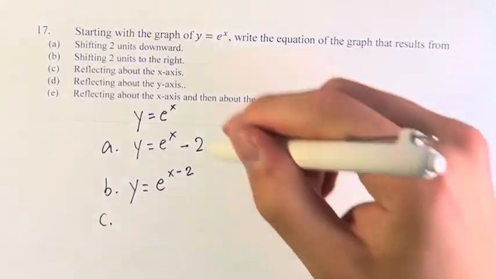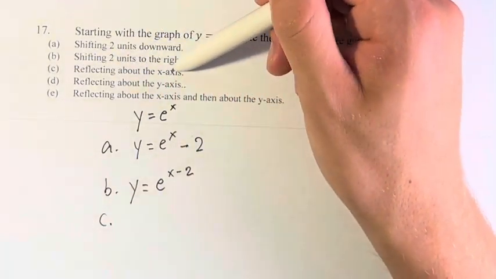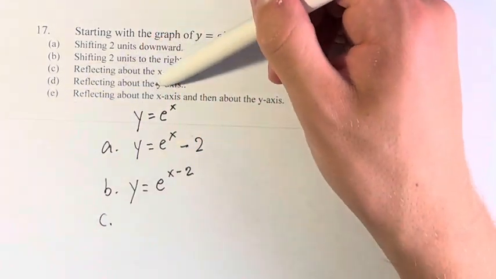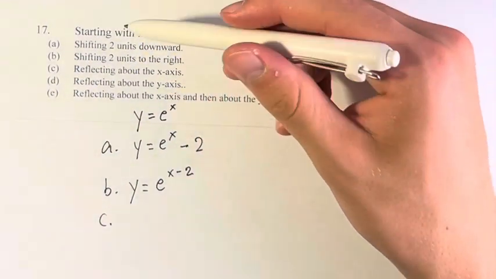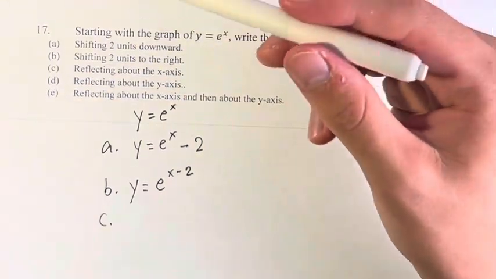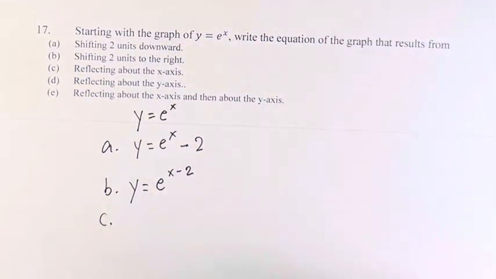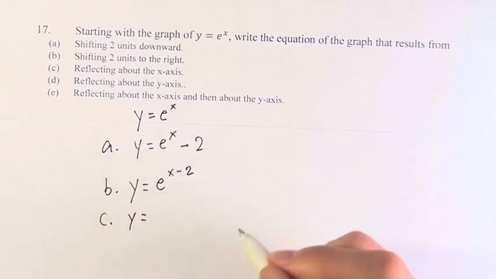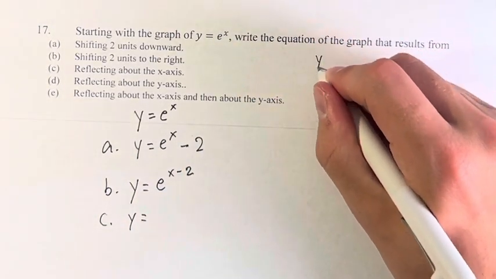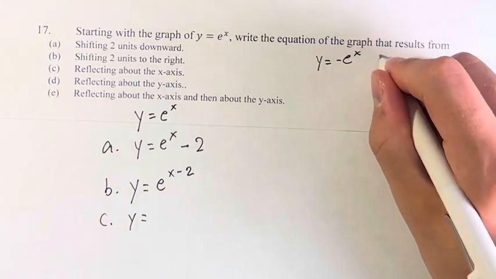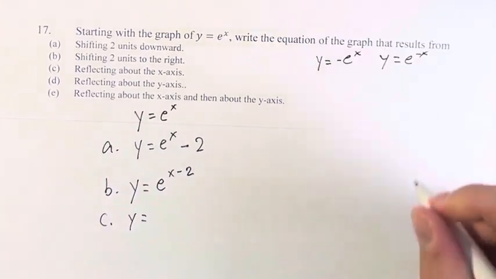For C, we have reflecting about the x-axis. And in D and E, we have the y-axis and then reflected against both. So reflecting against in any way means we're going to add a negative sign to the function. And writing up here as an example, is it y equals negative e to the x or y equals e to the negative x?